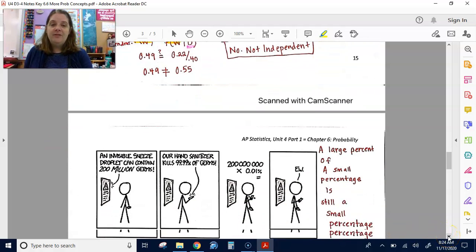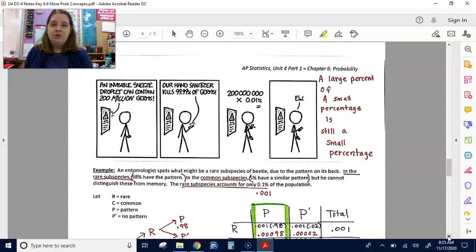I have this little comic here, which you should read sometime when you have a minute. You can pause the video and read it. Just a reminder that a large percentage of a small percentage is still really small, and that a small percentage of a large number is usually still really large.